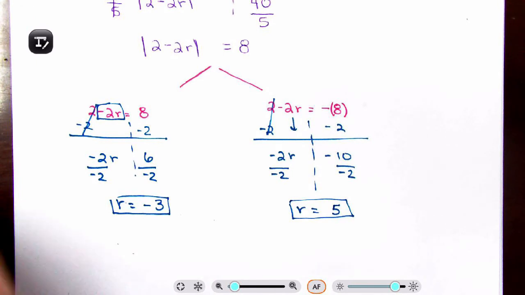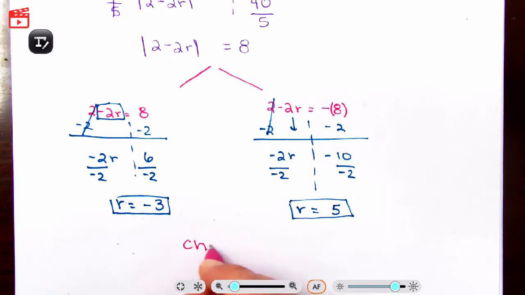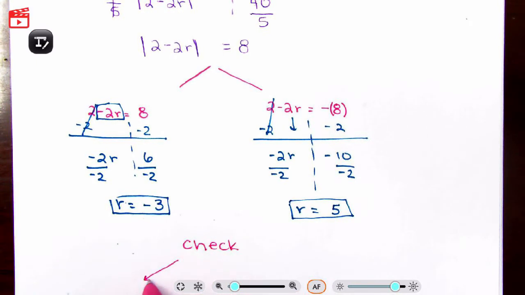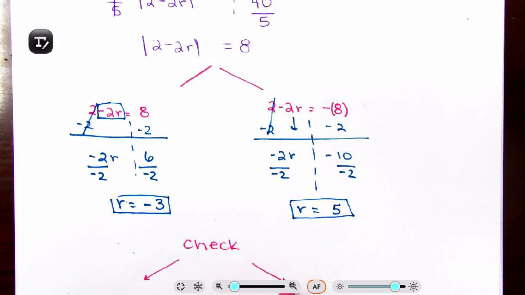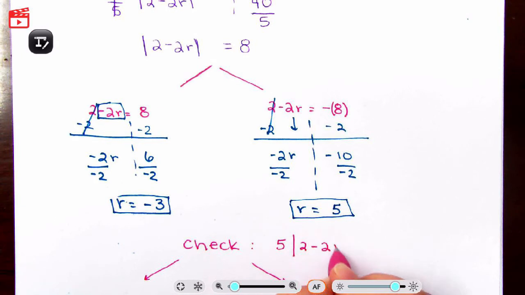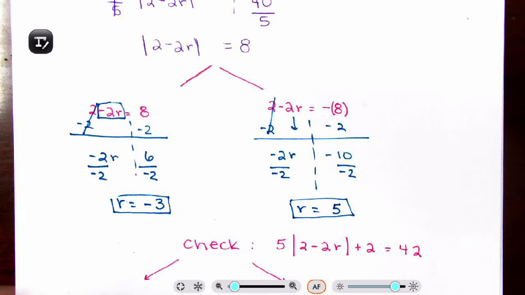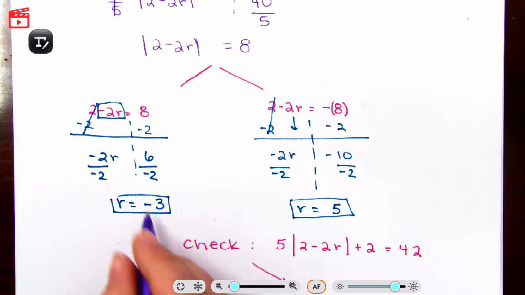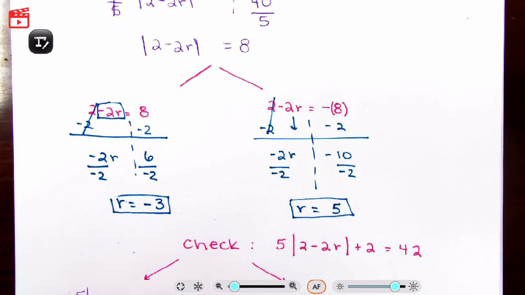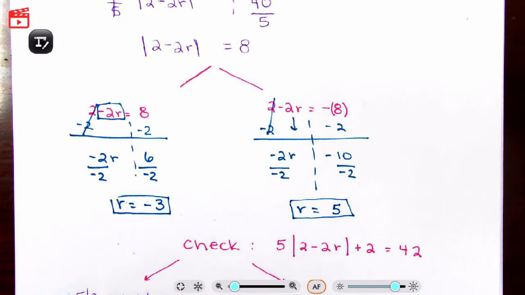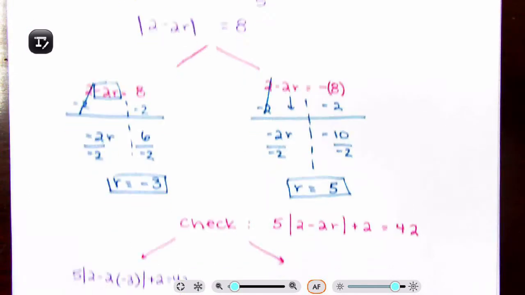All right, let's go ahead and do our checks. Looking back at our original equation, our original is 5 times the absolute value of 2 minus 2r, plus 2 is equal to 42. I'm going to plug in my negative 3 first. So I have 5 times 2 minus 2 parentheses negative 3. Again, whenever you're substituting values, try to use parentheses as much as you can, so that way you don't accidentally think you're adding or subtracting.